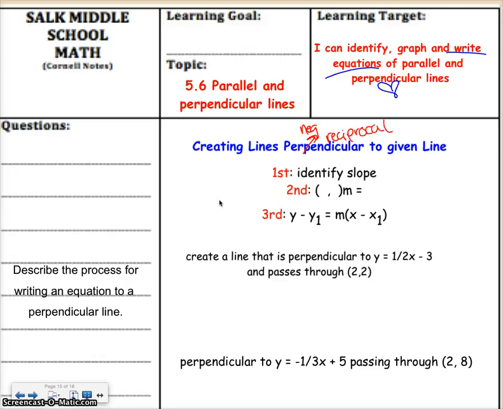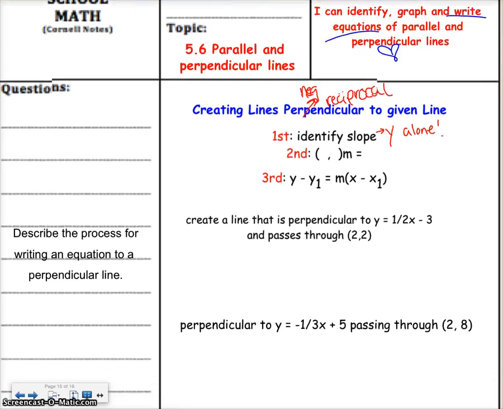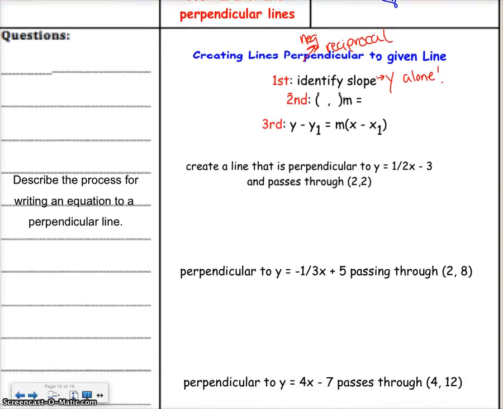I do want you to remember that the perpendicular slope is negative the reciprocal. And I also want to remind you that when we identify slope, the first thing we need to make sure is that y is alone. And if y is not alone, we need to get it alone first. Okay, so here's the application.